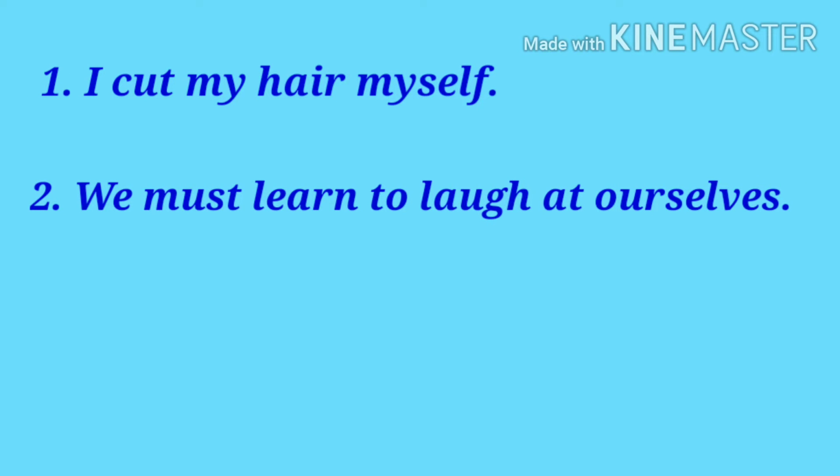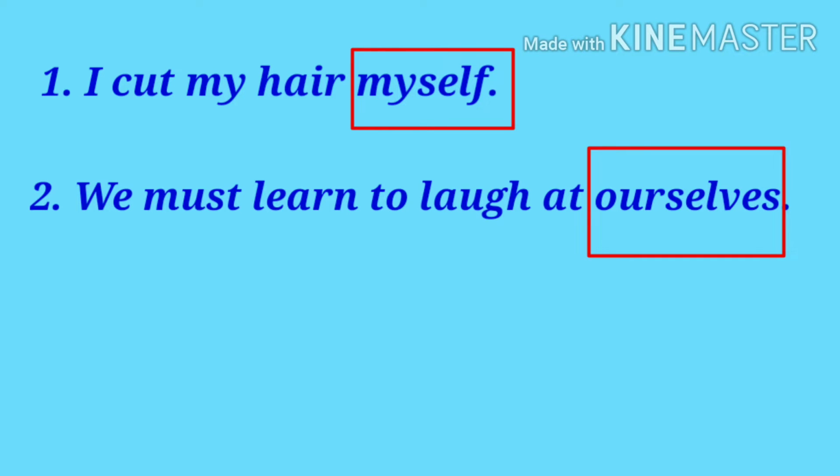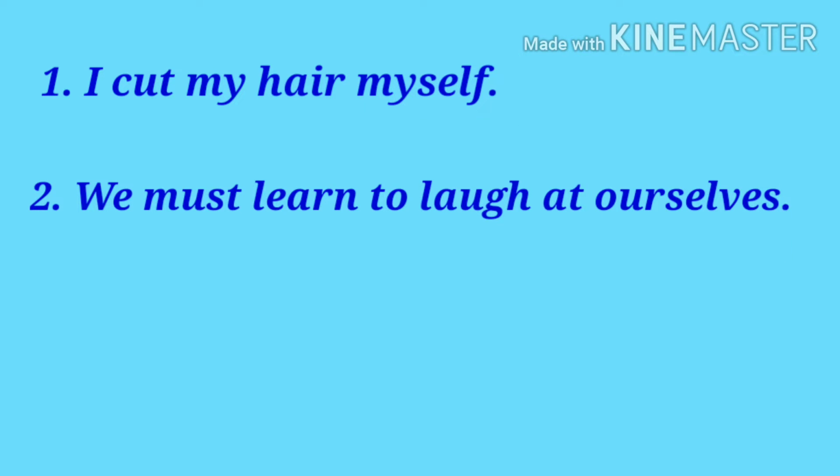So look at these sentences. I cut my hair myself. We must learn to laugh at ourselves. So here myself and ourselves are reflexive pronouns and they are reflecting the subjects I and we. Means the doer and the receiver of the action in both the sentences are the same.